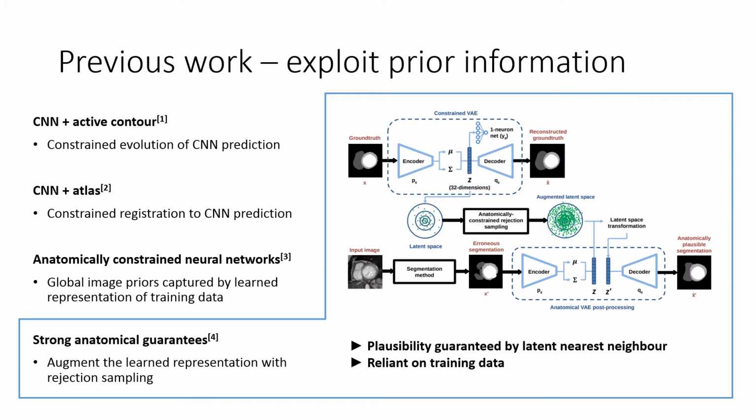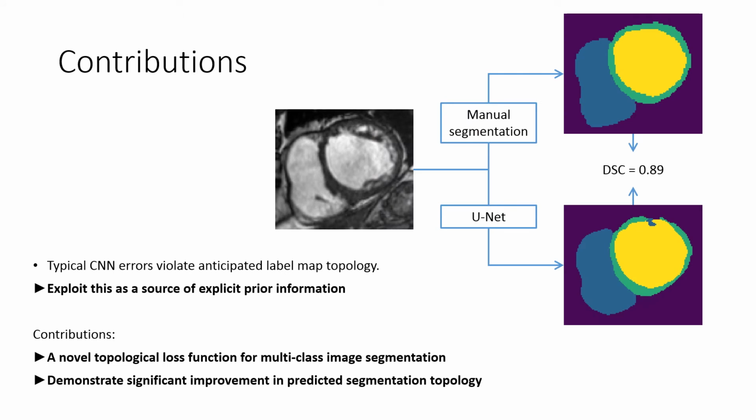used a constrained rejection sampling procedure to augment the latent space, only selecting examples that satisfied 16 anatomical criteria. However, a limitation of this approach is that it is biased on the available training data. As a result, it is unclear how this approach might treat an out-of-sample test case, perhaps one that exhibited significant pathological variation. In our work, we observed that the implausible CNN errors described often violate anticipated label map topology.